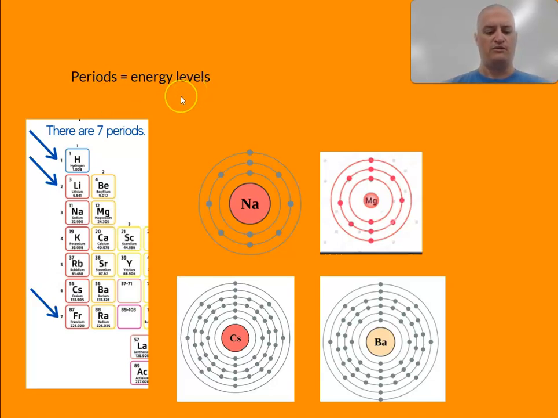So I put to you, what's the rule for determining the number of energy levels? It's the same as the period or row that it is in. Now, this works for all elements. All elements, this is always the routine, so if it's in row 3, it has 3 energy levels. If it's in row 5, it has 5 energy levels, and so on.